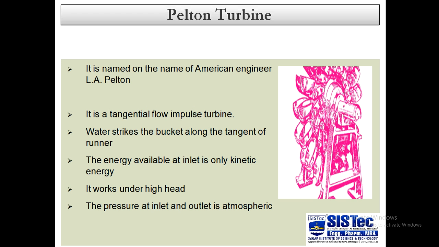This diagram shows you the runner and its bucket. If you look at the right side of the slide, these are some runners with buckets. When water strikes the bucket, it strikes at the tangent. If we assume there is a circle, the water strikes at the tangent of that circle. That's why it is known as a tangential flow turbine.